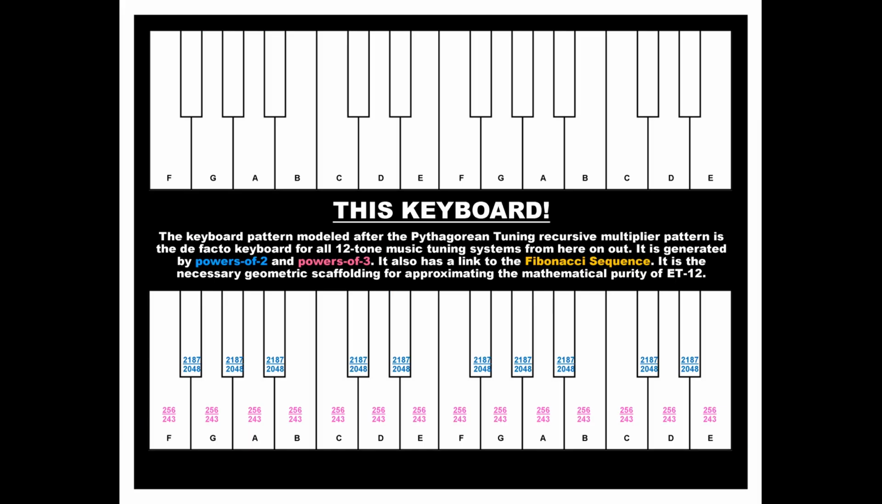And the final significant thing that I will posit is this keyboard. The keyboard pattern modeled after the Pythagorean tuning recursive multiplier pattern is the de facto keyboard for all 12-tone music tuning systems from here on out. It is generated by powers of 2 and powers of 3. It also has a link to the Fibonacci sequence. It is the necessary geometric scaffolding for approximating the mathematical purity of equal temperament 12.